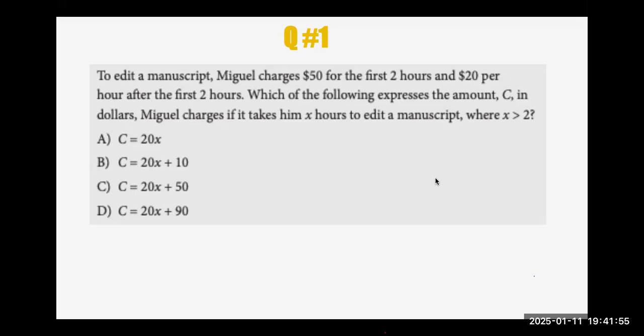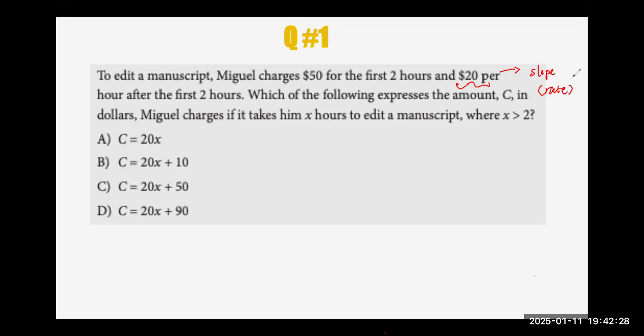Okay. All right. So basically, according to the question, excuse me, I'm a little sick. So according to the question, for the first 2 hours, they charge $50 and $20 per hour after the first 2 hours. Given X is the amount of total hours, we know that 20 per hour, that's the slope. We can do a point slope. So X is the input, C is the output.